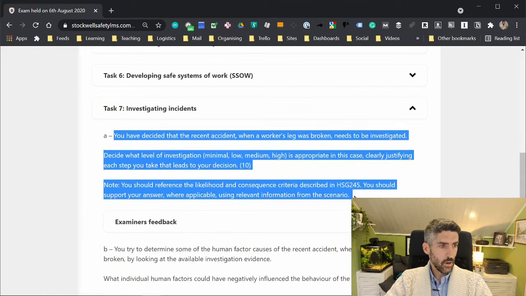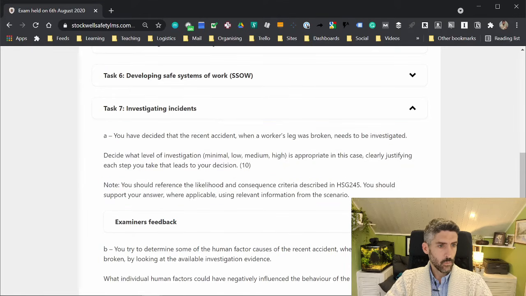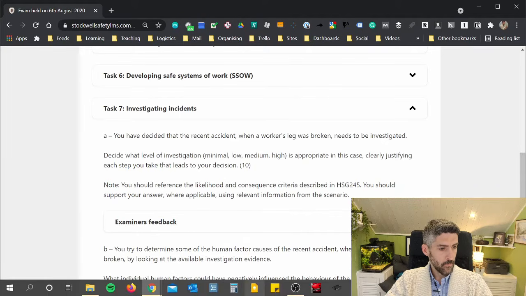So the question is, you've decided that the recent accident where a worker's leg was broken needs to be investigated. Decide what level of investigation, minimal, low, medium or high, is appropriate in this case, clearly justifying each step you take that leads to your decision. And there's a note that says you should reference the likelihood and consequence criteria described in HSG 245. And you should support your answer, where applicable, using relevant information from the scenario.